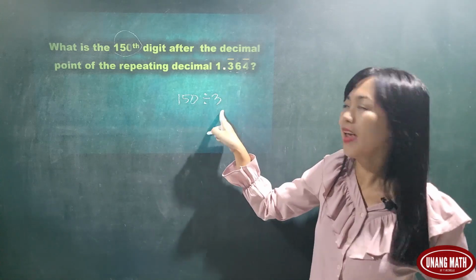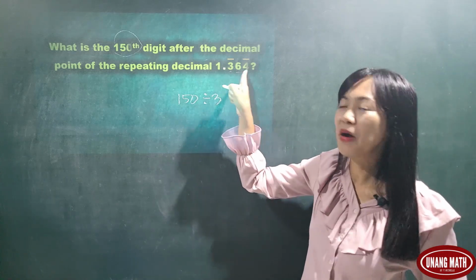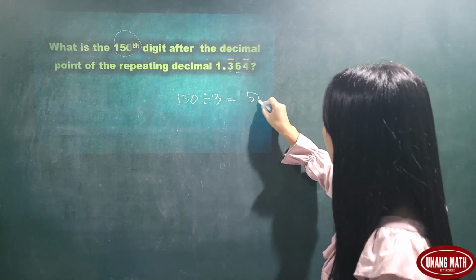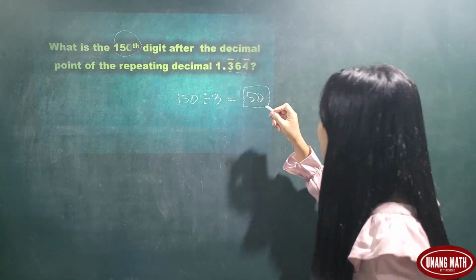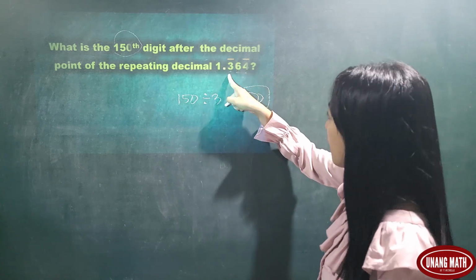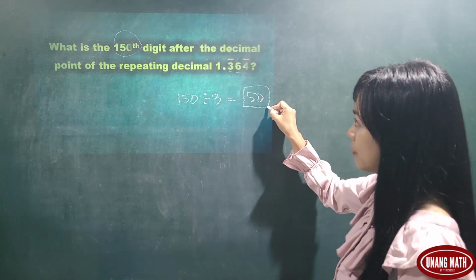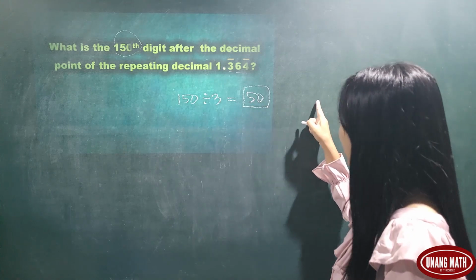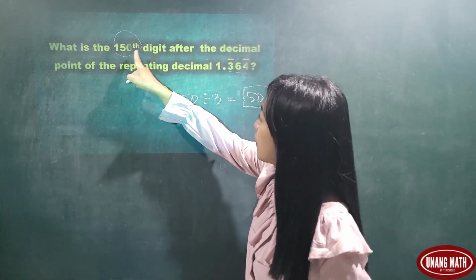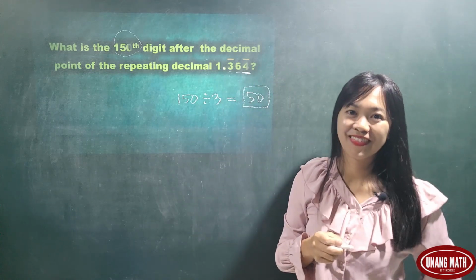3 here is the number of digits in our repeating block. So 150 divided by 3, this is equal to 50. 50 means this 364, or this repeating block, is repeated 50 times. Okay, we don't have any remainder here. So that means our 150th digit is 4.